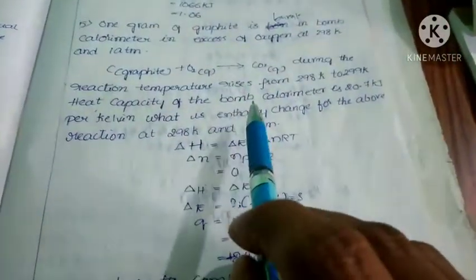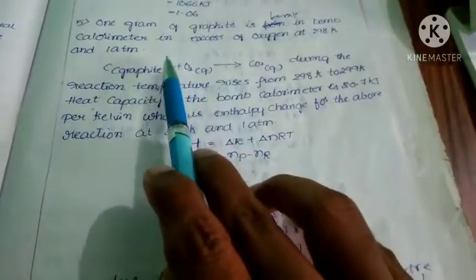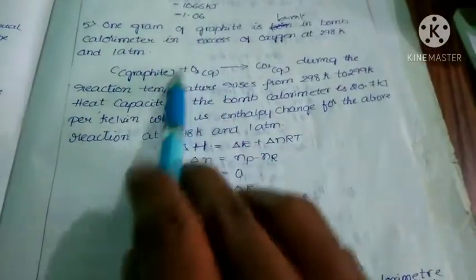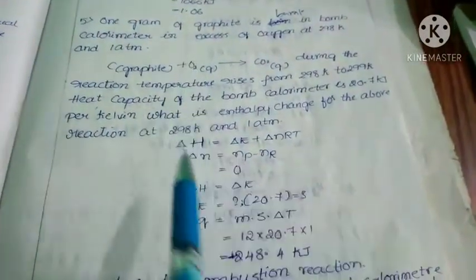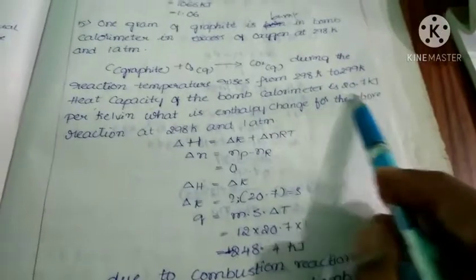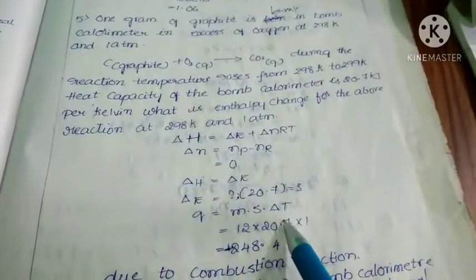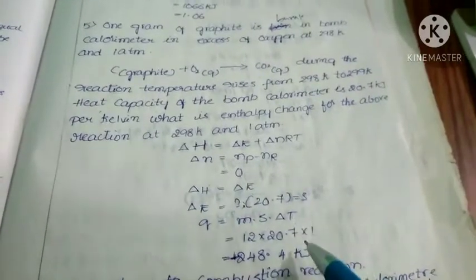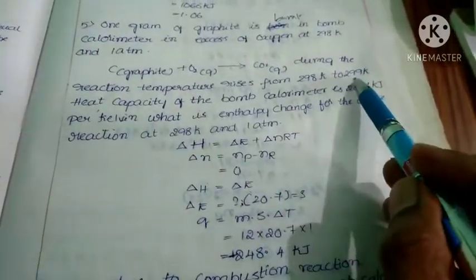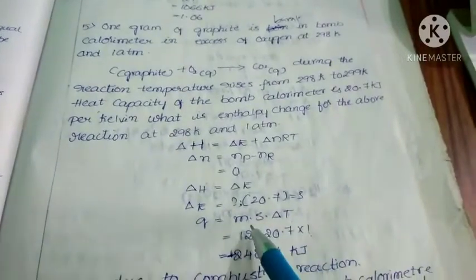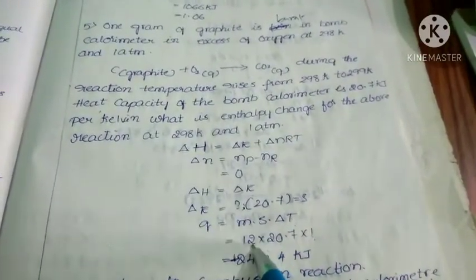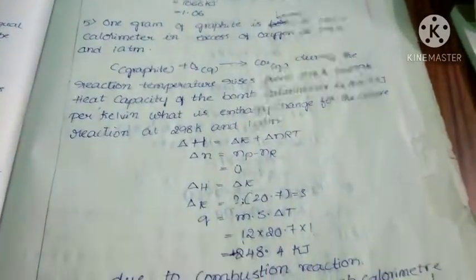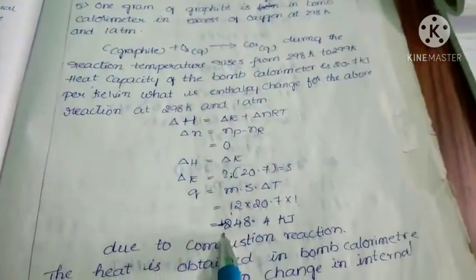What is the meaning of specific heat? 1 gram of substance, temperature rises by 1 degree centigrade. 1 gram of graphite is given. That means specific heat is given indirectly. So this heat capacity in this question is equal to specific heat, 20.7. Delta T is what? 1. Delta T means what? Change in temperature. 299 minus 298, how much? 1. Then what about 12? 12 is mass of the system. Here system is what? Graphite, nothing but carbon. Carbon mass is how much? 12. Then you can find Q value.